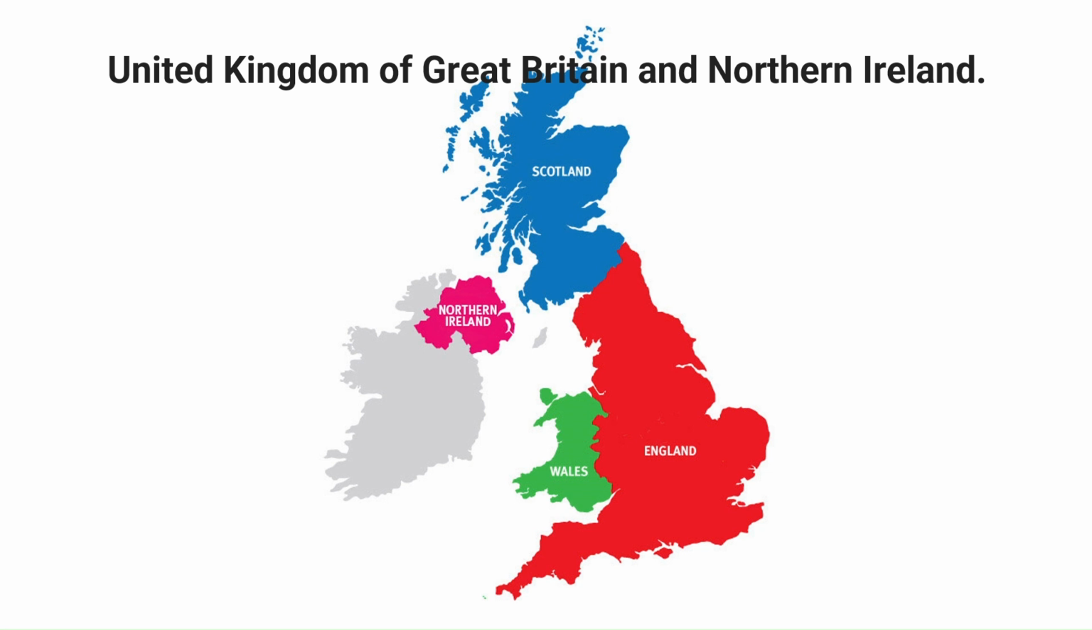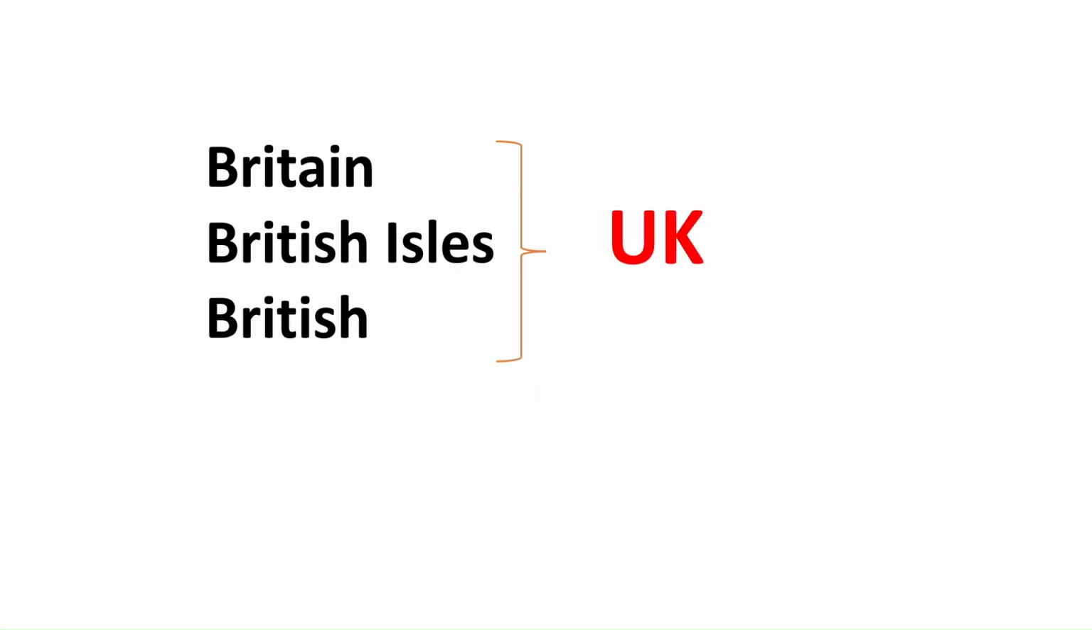The official name of the country is the United Kingdom of Great Britain and Northern Ireland. Great Britain refers only to England, Scotland and Wales, but not to Northern Ireland. The words Britain, British Isles or British, however, are used to refer to everyone in the UK, which includes England, Scotland, Wales and Northern Ireland.